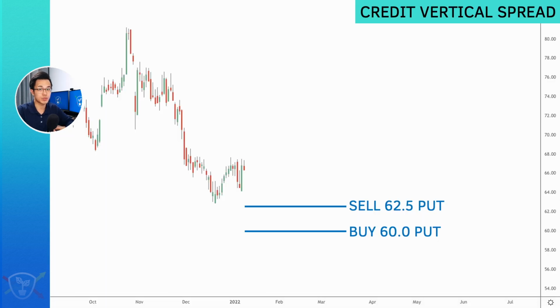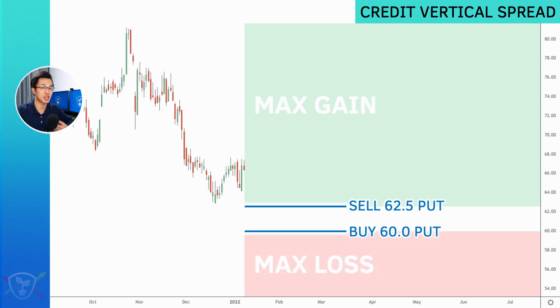For the bull put spread, I will incur the maximum gain if the stock price remains above $62.50 by the expiration date. I will incur the maximum loss if the share price falls below $60 by the expiration date. The share price can do whatever it wants. It can go up, it can stay the same, it can even come down. But as long as it stays above $62.50 by expiration date, I will make the maximum gain.